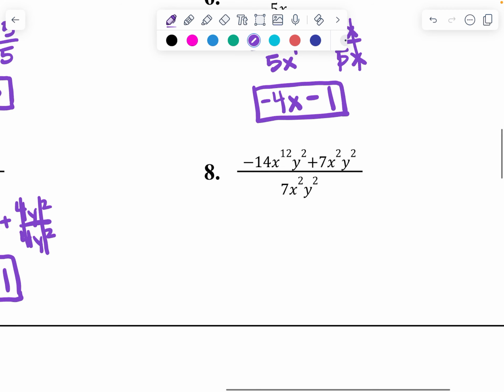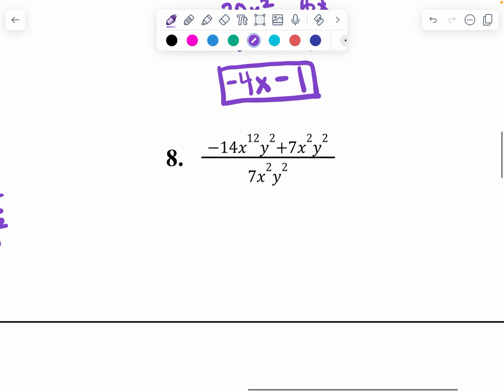And the last example is a binomial divided by a monomial. However, we do have 2 variables in here. So remember that you can only subtract the exponents of variables that are the same. So I'm going to write this out.